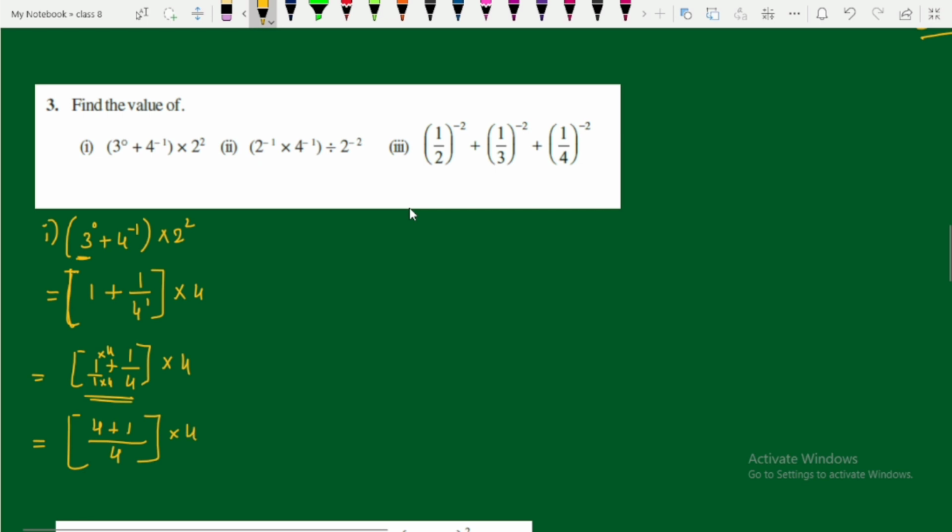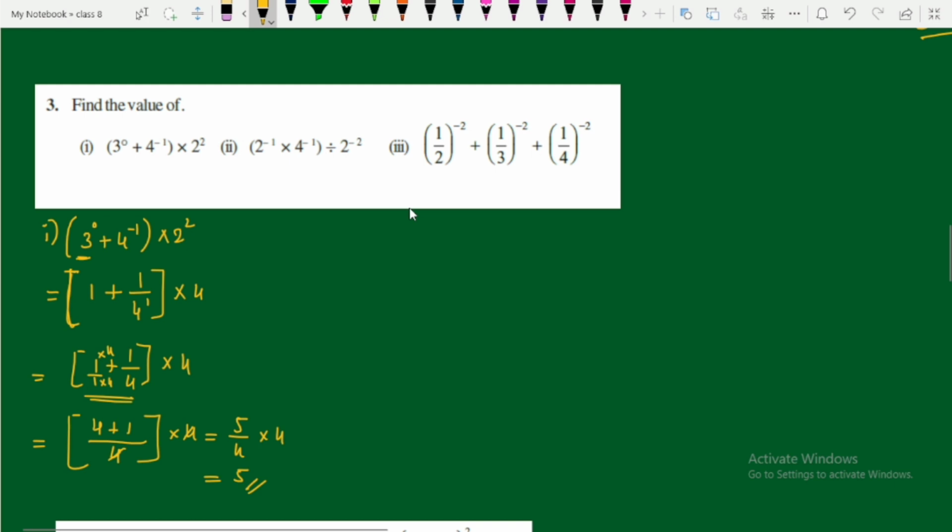So now the answer comes: this 4 and that 4 cancel, because one is in the denominator and the other is multiplied here. Numerator and denominator we can cancel. Or you can write that as 5 by 4, 10 into 4. So now you can cancel, and the answer is 5. Okay, so this is the answer for question number 1.